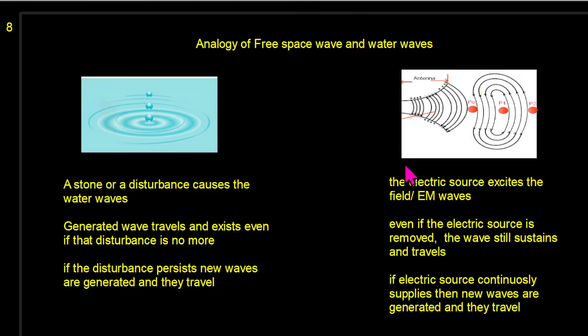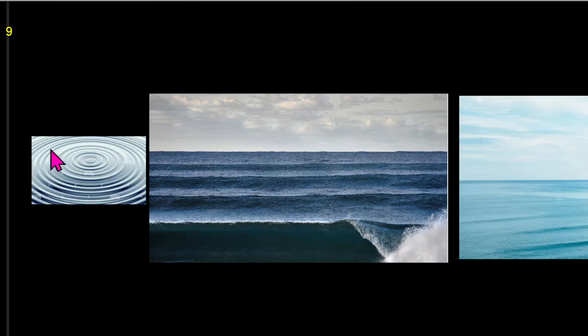Here this is similar to our EM waves. So here the disturbance is the electric source that excites the field and generates the EM waves. If the electric source is removed, the generated wave is still sustained and it travels. Okay. If the electric source is continuously supplying, then new waves are generated and they travel. So here you see the generation of water waves, and they travel a long distance.